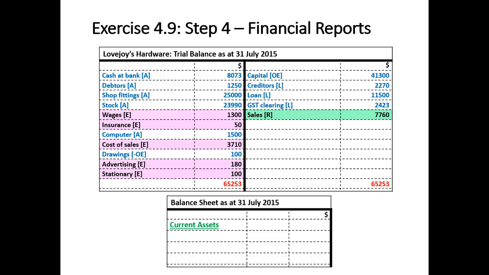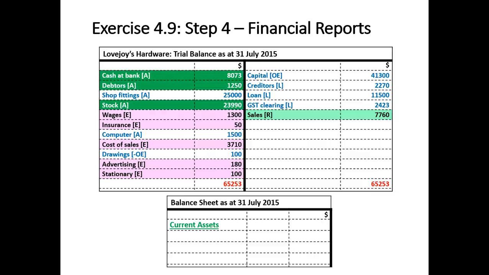We've got current assets. So assets have debit balances. So we're just looking for items on the debit side. So the only current assets there were cash at bank, debtors and stock, so we'll put those in the first column, total them up in the second.